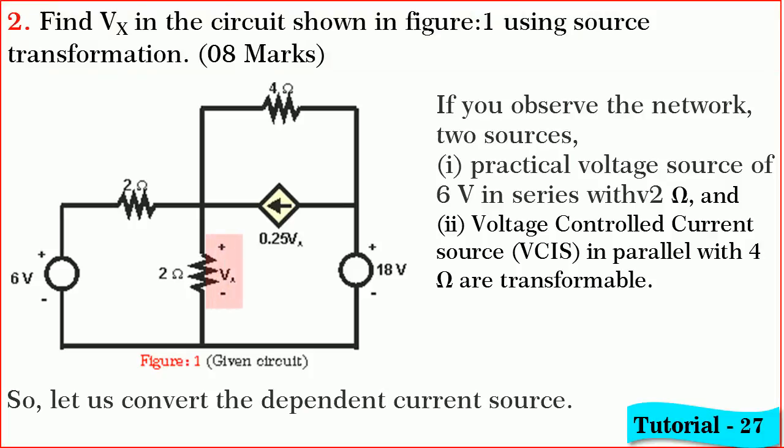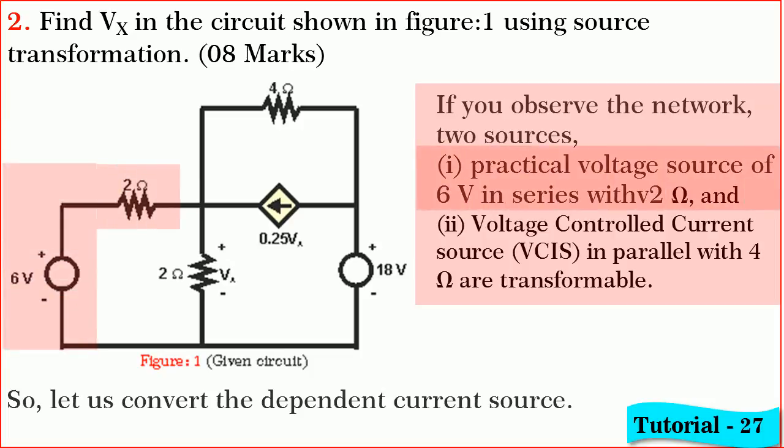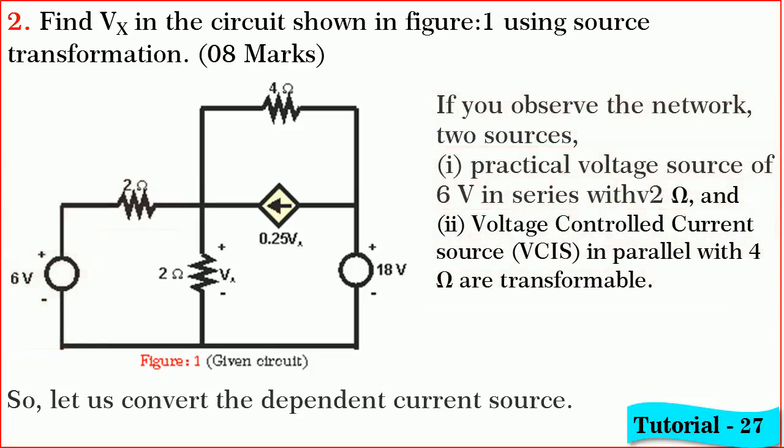In this question, we are required to find Vx using source transformation. If you observe the network, there are two sources which could be convertible. One, a practical voltage source of 6 volts in series with 2 ohm, and two, a voltage controlled current source of 0.25 Vx amperes in parallel with 4 ohm. Vx is the voltage drop across the 2 ohm resistance.